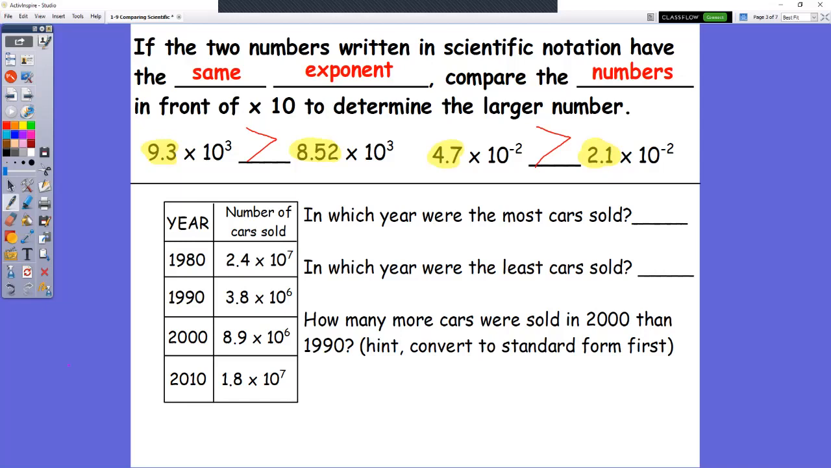Okay, down here, we have this table of the years and the number of cars that were sold in that year. So the first question, in which year were the most cars sold? Well, the most cars would be the highest exponent, so 10 to the 7th. There are two with 10 to the 7th, so now we need to compare 2.4 to 1.8. The correct answer would in fact be 1980, the year that the most cars were sold.